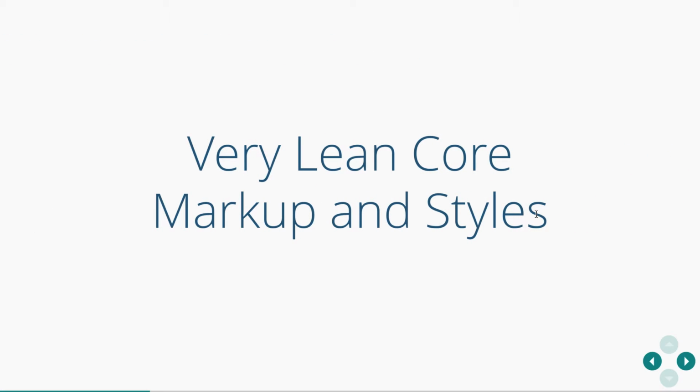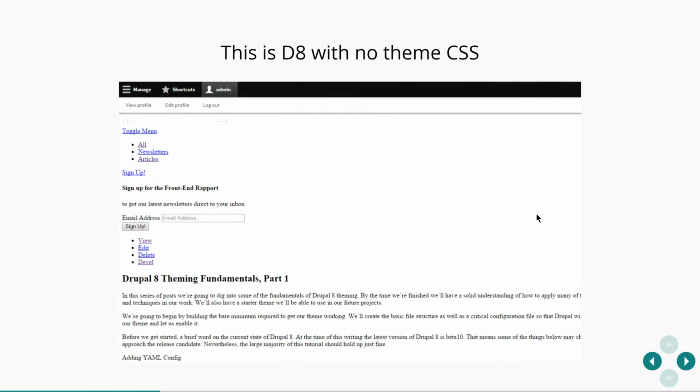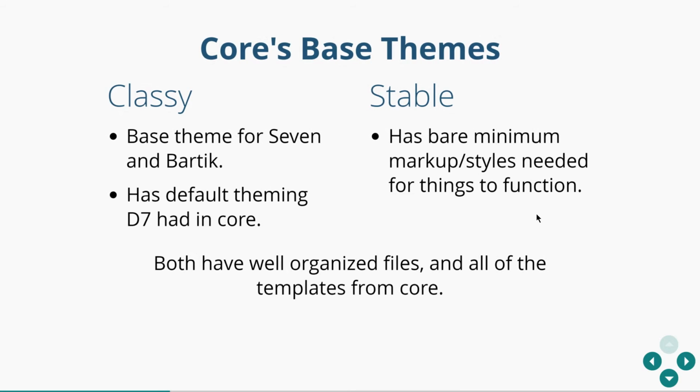So another feature that I love about Drupal 8 is the very lean core markup and styles. So if I remove all the CSS from whatever theme I have active, it looks like this. It has very little going on. You notice that even the tabs here, view, edit, delete, devel, are not styled. Nothing's there. That's exactly how I want it if I don't have any CSS in my theme, personally. But you may not be that kind of person. You might not be that kind of nerd.